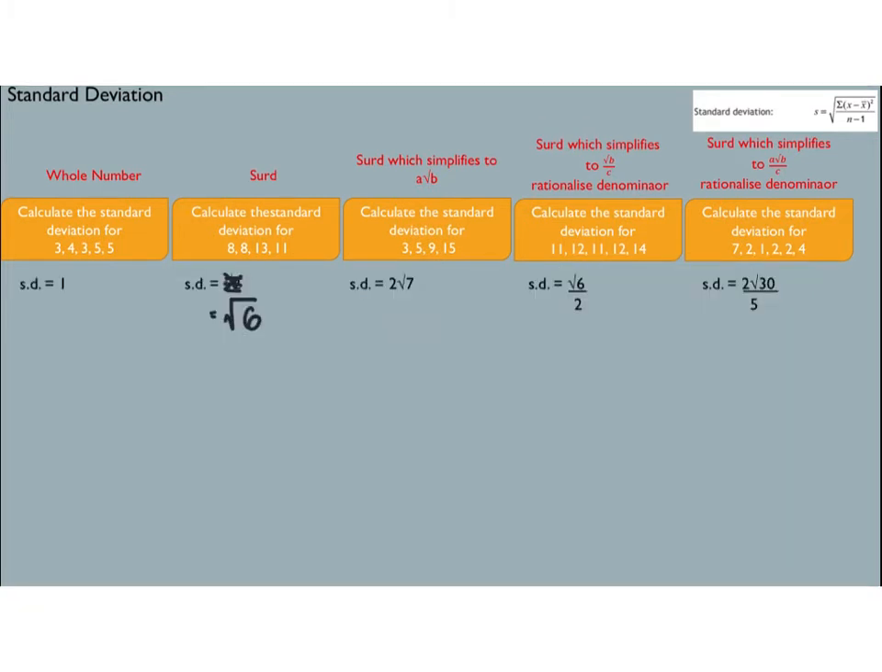Okay, so these are the answers that you should have got. If there's any that you got right, you can just fast forward to any questions that you need to correct, because I'm about to explain them on the next few slides.